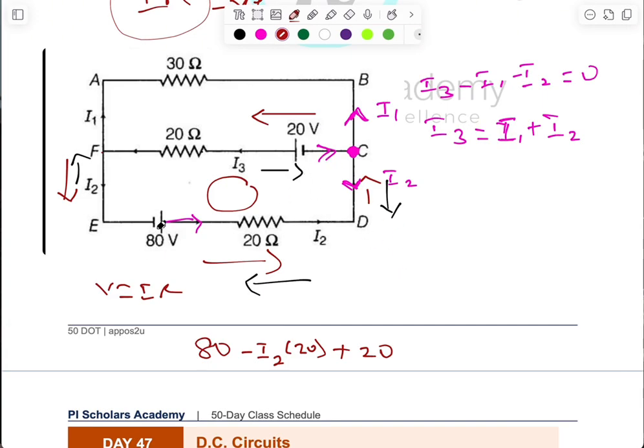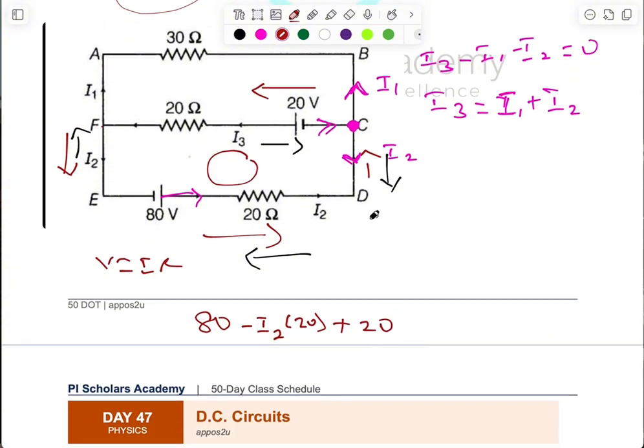But because I'm moving from negative to positive, it is still positive. So I'm done with this. Let's get to this element now. I3 is what is flowing in it, so we have negative I3 times 20 as well.